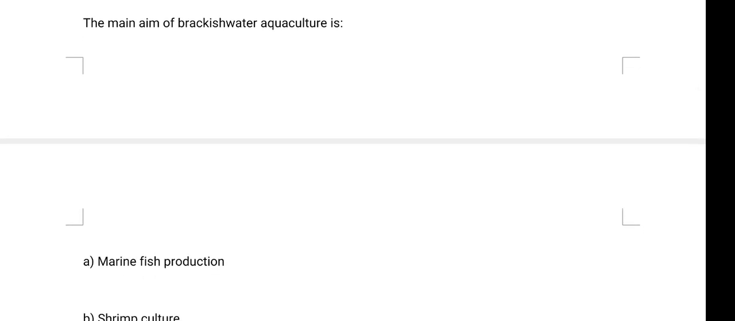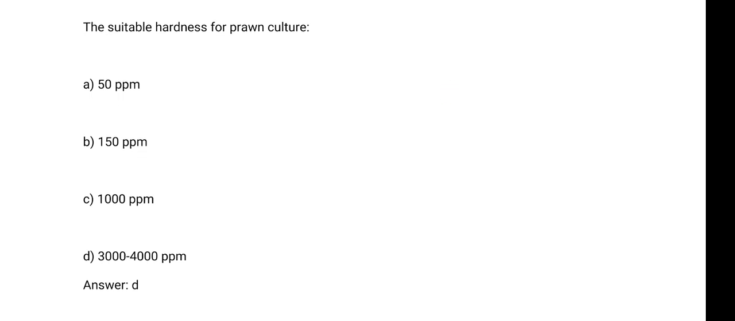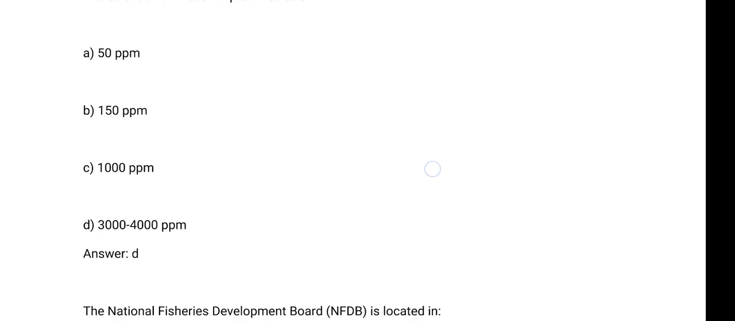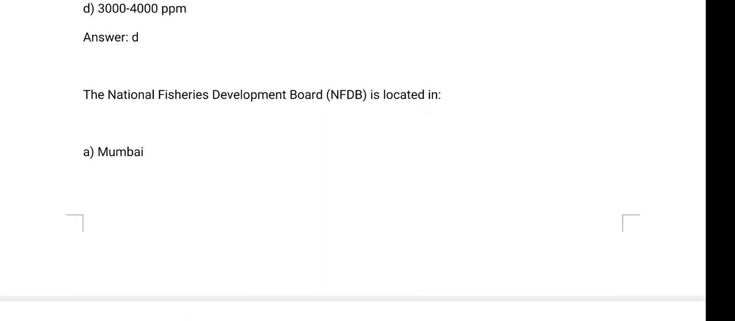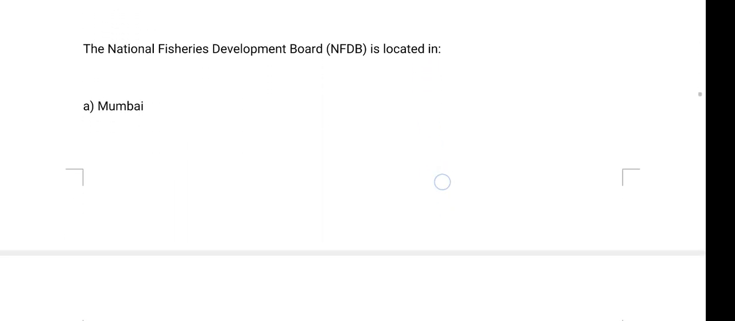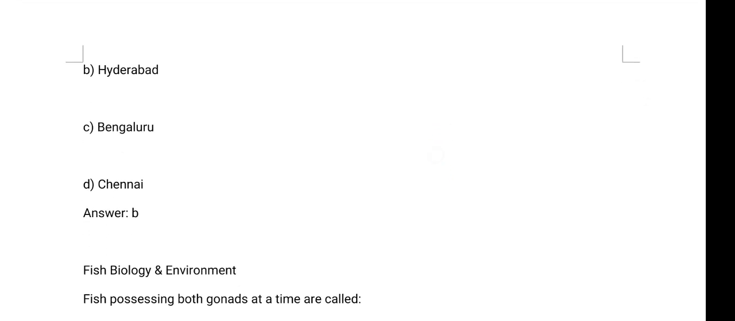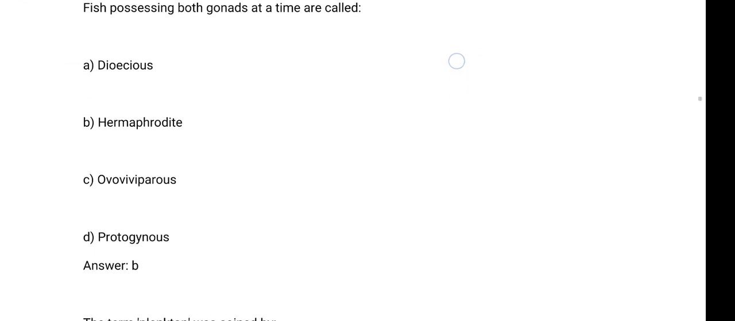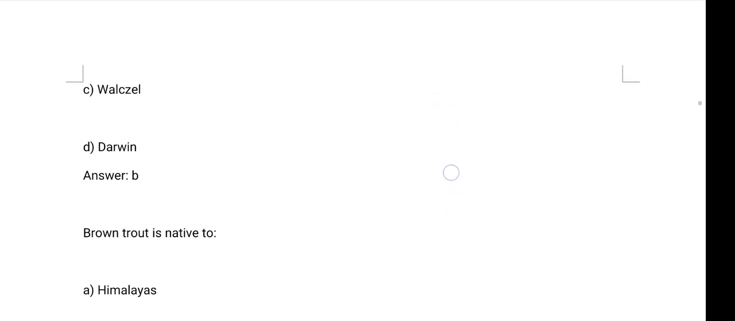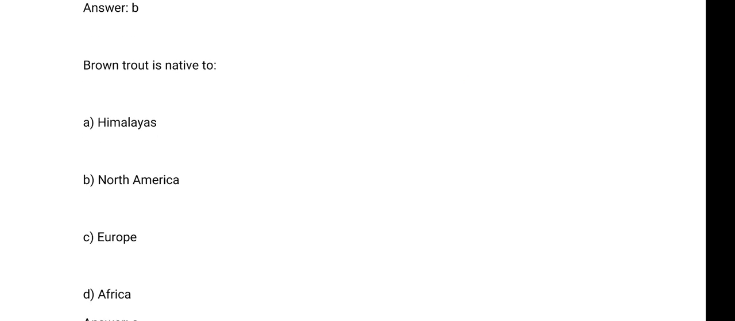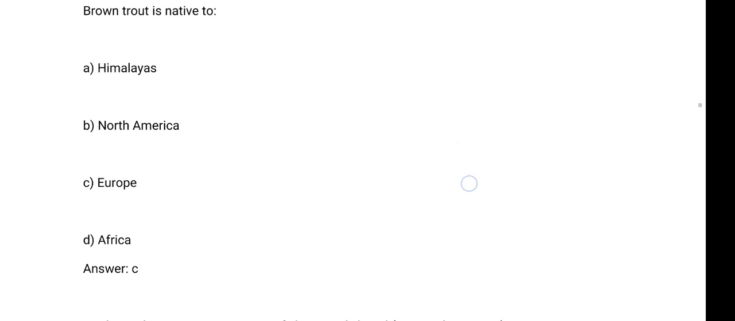The main aim of brackish water aquaculture is, so it is shrimp culture. The suitable hardness for prawn culture is, so it is 3000 to 4000 ppm. National Fisheries Development Board NFDB is located in, so the correct answer is option B, it is in Hyderabad. Fish possessing both gonads at a time are called, so they are hermaphrodite. The term plankton was coined by, so it is option B, Hansen. Brown trout is native to, so it is native to Europe.